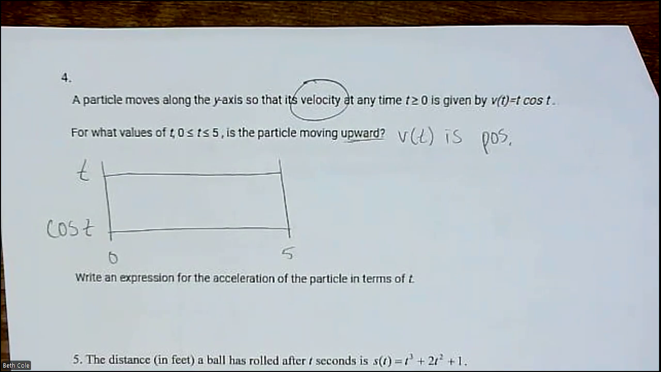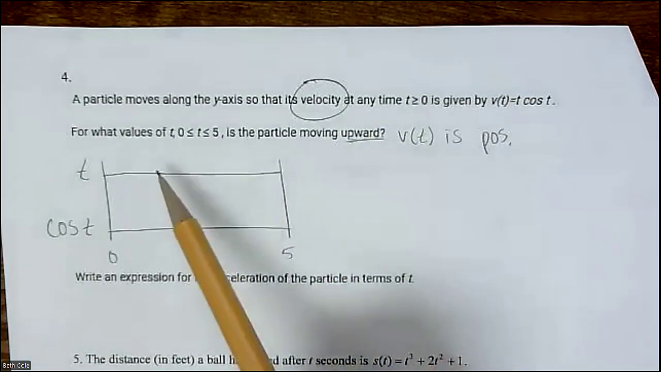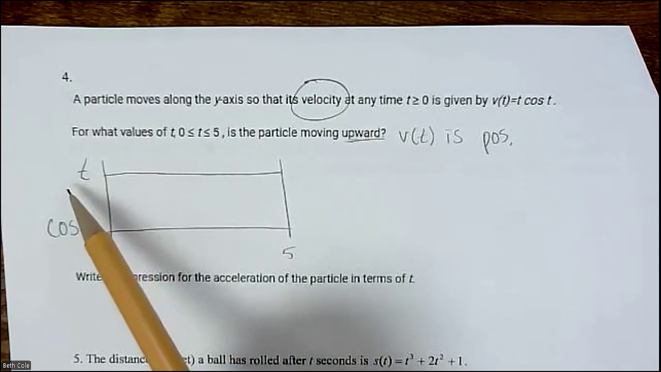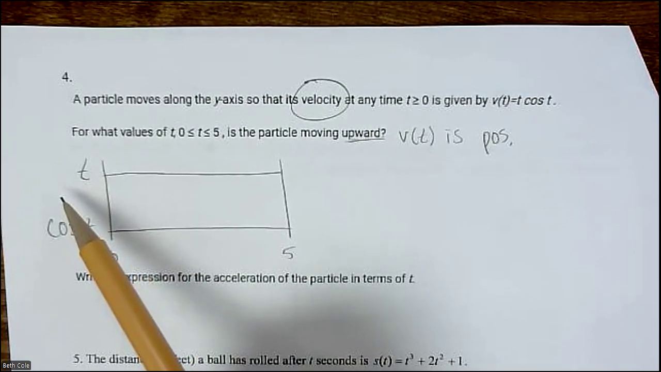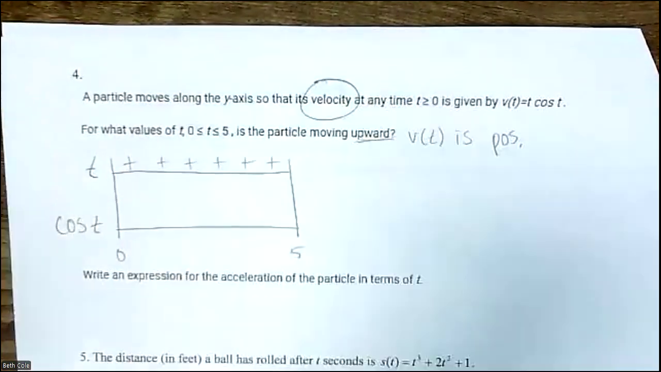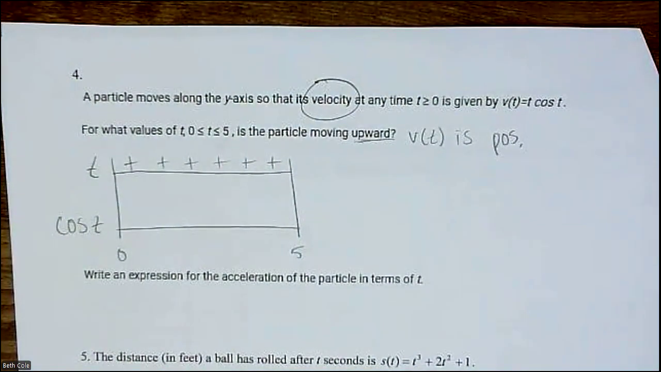So just t is going to be the easiest thing in the world. If you plug in a number between 0 and 5 into just t, is that going to be positive or negative? Yeah, positive. They're all above 0. So you don't even almost need that number line because it's positive all the time.